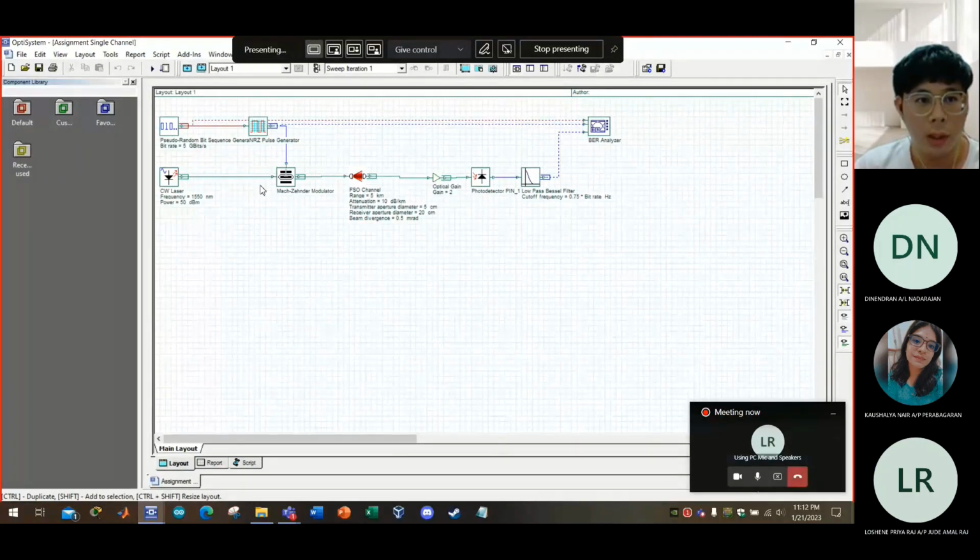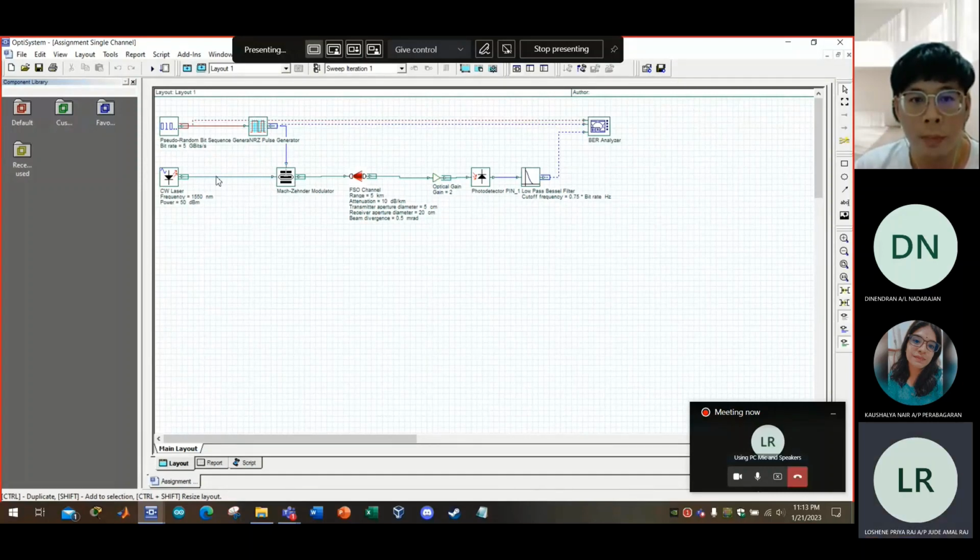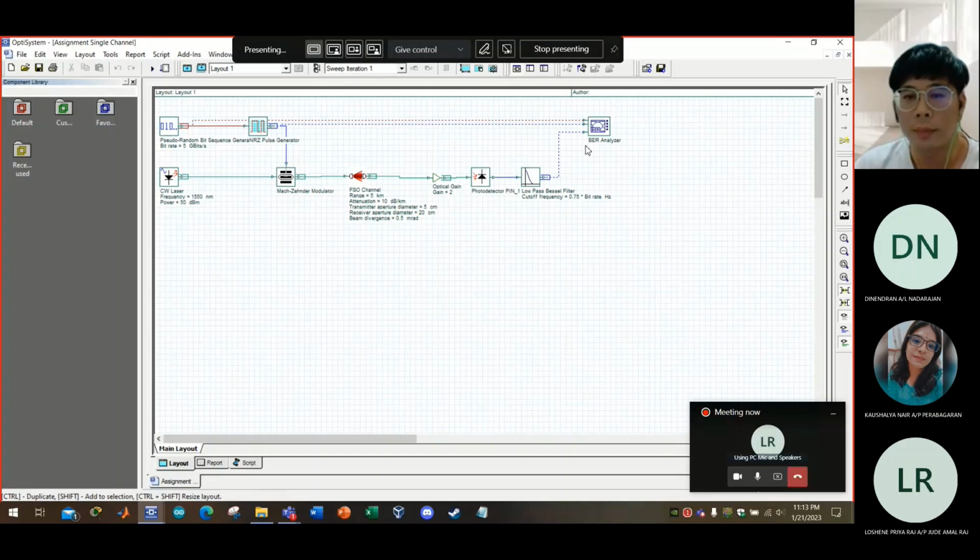Our group has chosen free space optic performance for our assignment title. We have created two circuits. One is the single channel circuit. In it, we used a pseudo random bit sequence, NRZ pulse generator, Mach-Zehnder modulator, and CW laser for our transmitter. In the middle, we have the FSO channel and the optical gain. For the receiver, we have the photodetector PIN, low pass Bessel filter, and BER analyzer.